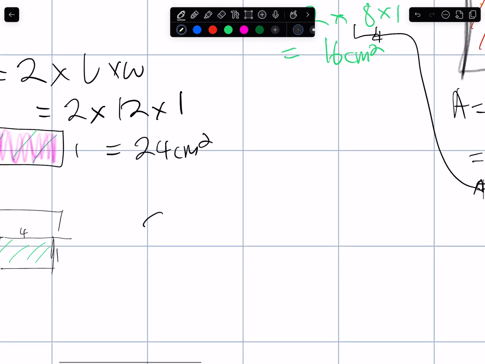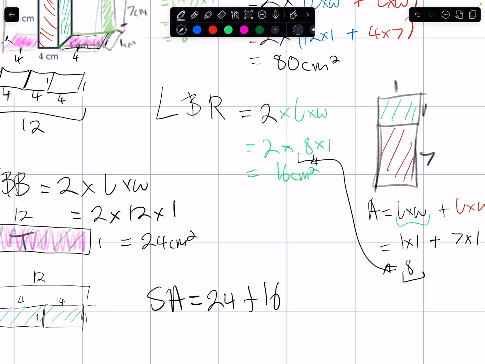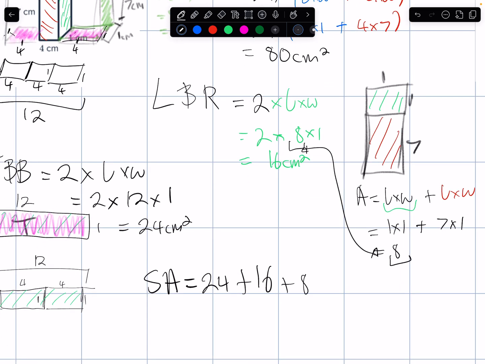Beautiful. And so that means our total surface area is the addition of the top and the bottom plus the left and the right plus the front and the back, which is equal to 120. Let's just make sure I'm right. Yes.